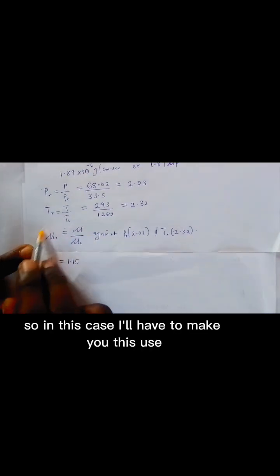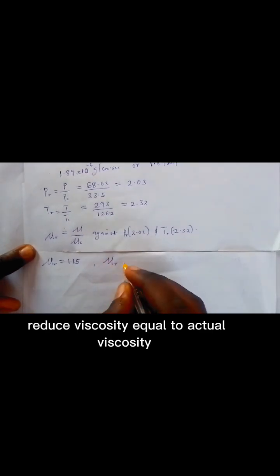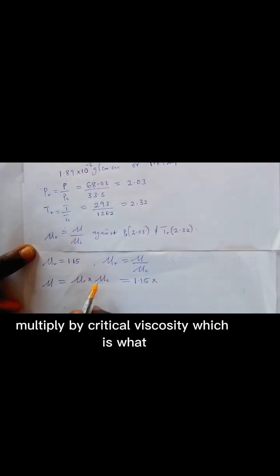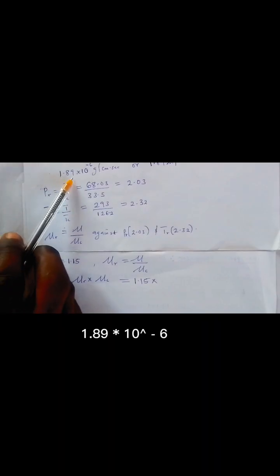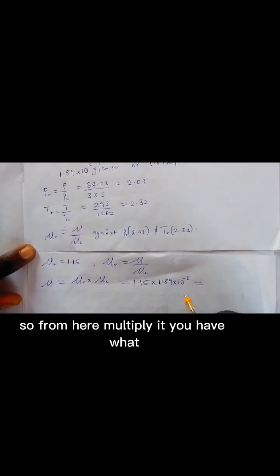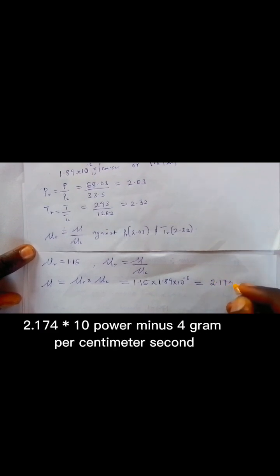In this case, I'll make use of this formula: reduced viscosity equal to actual viscosity, which is the viscosity I'm looking for, divided by critical viscosity. Making the actual viscosity the subject of the formula, we have actual viscosity equal to reduced viscosity multiplied by critical viscosity, which is 1.15 multiplied by 1.89 times 10 to the power of minus 6. Multiplying it, you have 2.174 times 10 to the power of minus 4 gram per centimeter second.